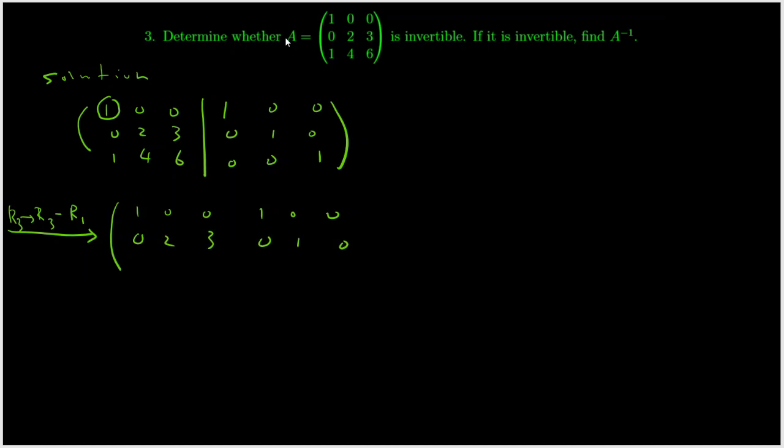The second row is not changed. Again, we add -1 multiple of row 1 to row 3. Row 3 is changed.